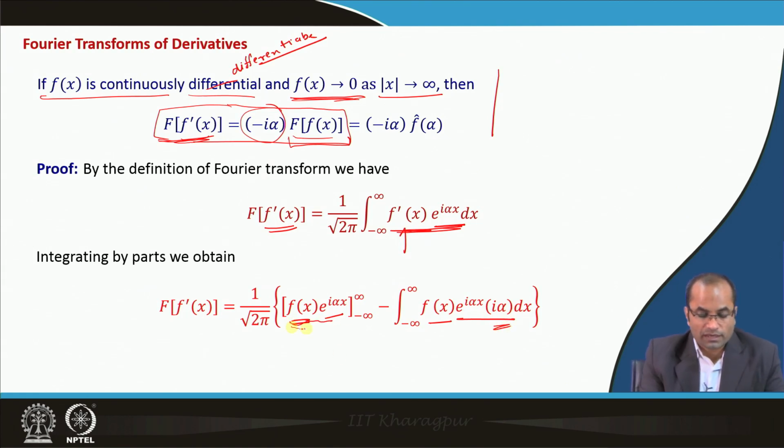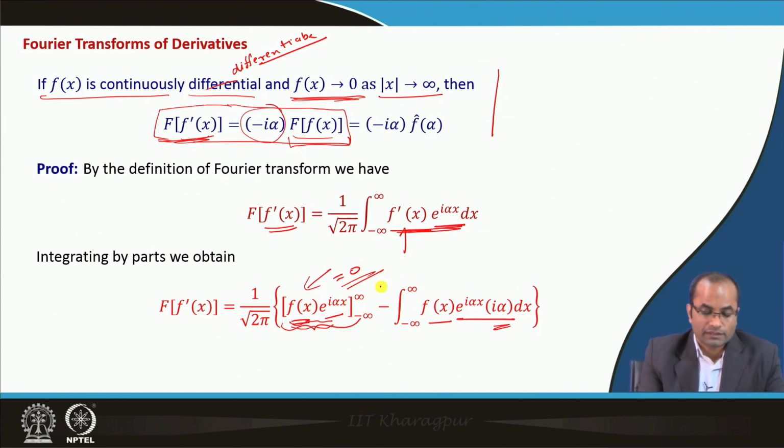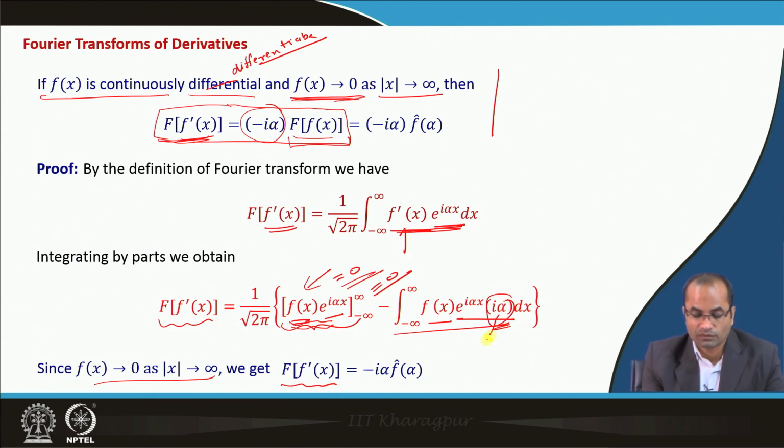Concerning the first part here, when x goes to infinity or minus infinity, we have discussed already, that is our assumption that f is going to 0, and then e to the power i alpha x is something which is finite. So, the first part of this integration becomes 0, and we have only the second term. Because this goes to 0, we have the simple result that the Fourier transform of f prime is equal to minus i alpha, which goes out here, and then the Fourier transform of f(x).